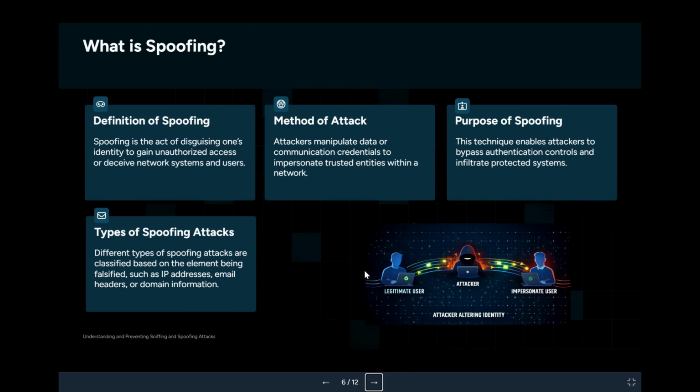Now, let's move to spoofing. Spoofing means disguising one's identity to gain unauthorized access or deceive systems. Attackers manipulate communication details so they appear to be a trusted device, user, or service. The goal is simple: bypass authentication, avoid detection, and infiltrate protected systems. It's like someone wearing your office badge and walking in, even though they don't work there.